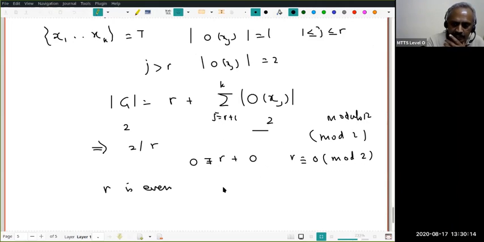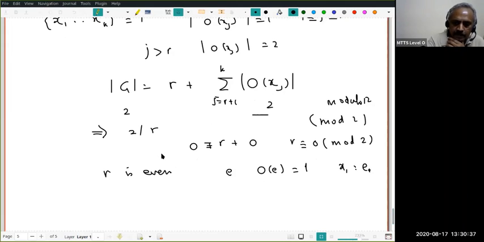But notice that there is always one element with a single-element orbit, namely the identity. So O(e) equals 1. Without loss of generality, let me assume x1 equals e. Right? Therefore, you understand? So r must be at least 2. In that, I have counted the orbit corresponding to the identity element, which is one element, since the order of the identity element is 1.